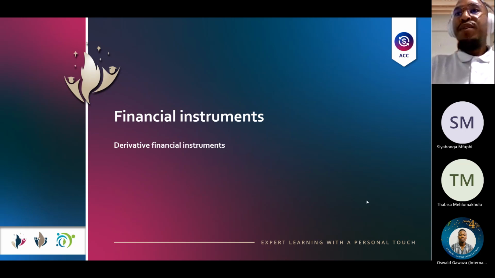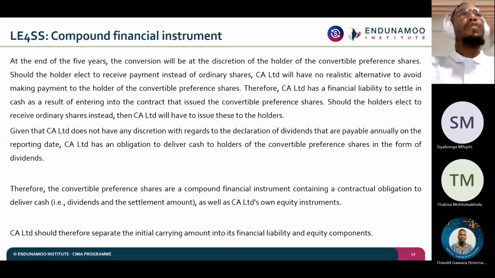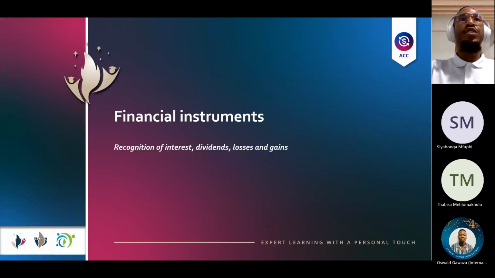Let's now go back to our discussions surrounding classification. We had covered lecture example number 4, and we therefore now need to move over to the recognition of interest, dividends, etc. Please, will you kindly confirm that it is the solution of lecture example number 4 that is appearing on your side? Yes, it is. Thank you so much.